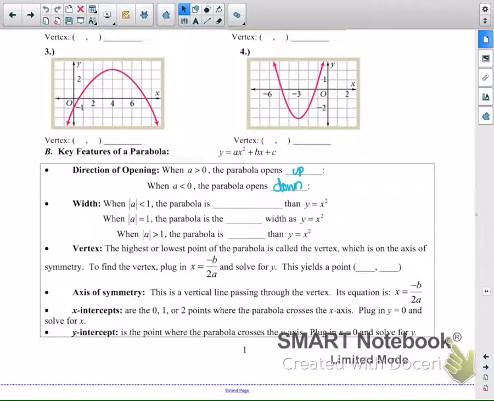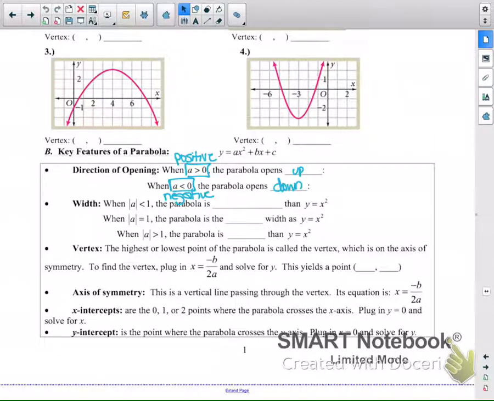Now that notation, for some of us, we have to actually think about what that means. When a is greater than 0, what kind of number is a? Positive. So when a is a positive number, it opens up. When a is less than 0, what kind of number is that? Negative. It opens down. A also tells us about the width.